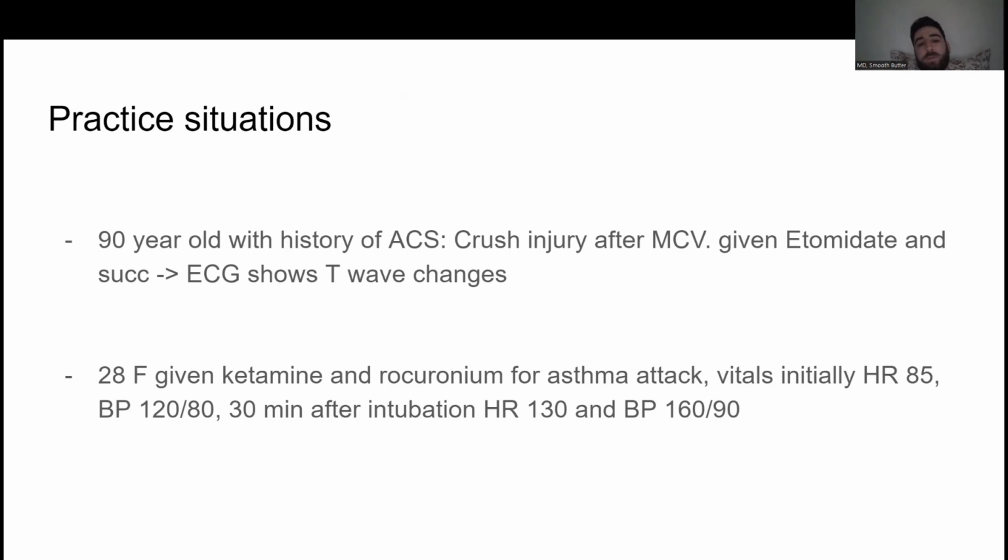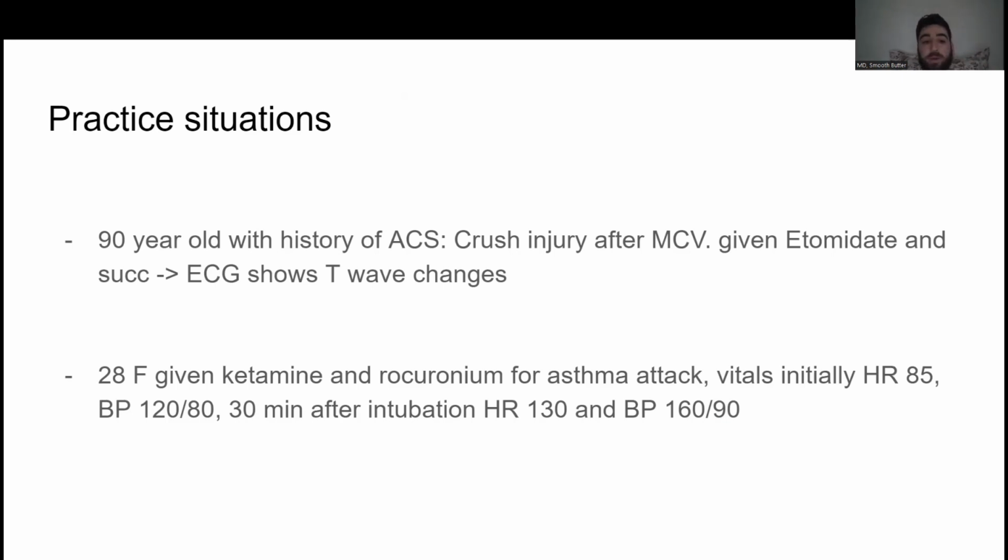Then the next case, we have a 28-year-old female given ketamine and rocuronium for an asthma attack. Vital signs initially after intubation are a heart rate of 85 beats per minute and a blood pressure of 120 over 80 millimeters of mercury. And 30 minutes after being intubated, her heart rate jumps up to the 130s and her blood pressure is 160 over 90. So what's going on here?